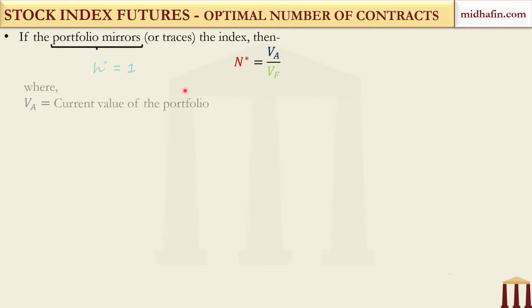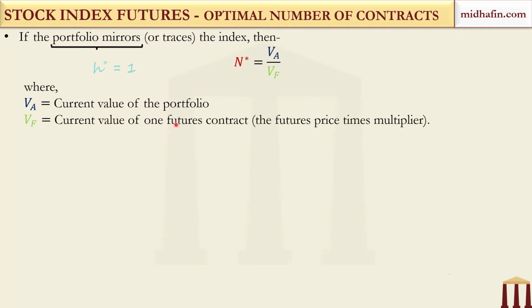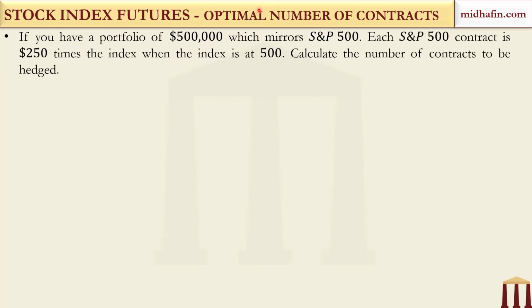Now in this case, VA will be the current value of the portfolio and VF will be the current value of the futures contract. How do you find the current value of one futures contract? You find it by using the futures price times multiplier, so index level times multiplier. We'll see an example, it will be clear. If you have a portfolio of $500,000, which mirrors the S&P 500, each S&P 500 contract is 250 times the index, and the index is at 500. Calculate the number of contracts to be hedged.